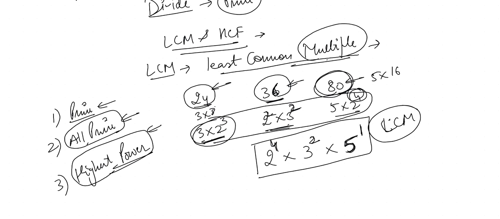For example, if we take only 2 cube in LCM, would 80 divide it? No, because it has 2 raised to power 4. It won't divide it. Got it, everyone? The logic behind taking all the prime numbers and their highest power is so that every number will be able to divide that LCM. That's the purpose. Okay. Now, same way, let's see HCF.